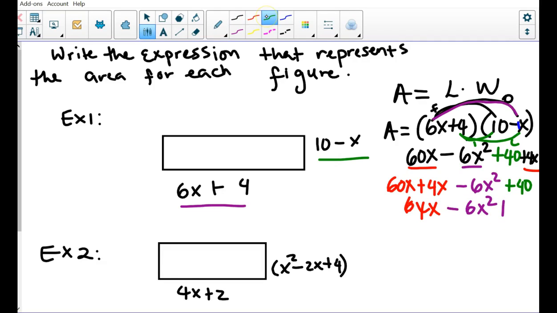After you've added your like terms, make sure your answer is in standard form. So we're going to put the minus 6x squared first. So my final answer will be negative 6x to the second power, plus 64x, plus 40.